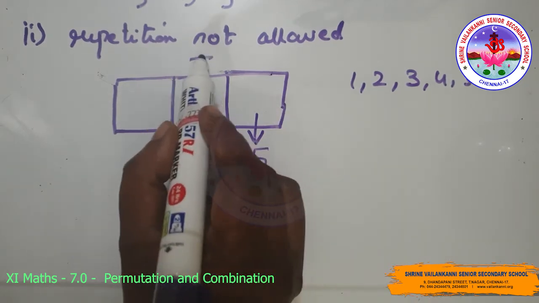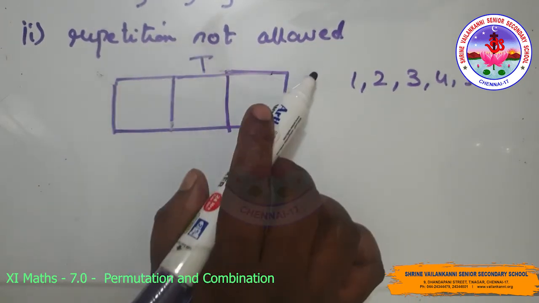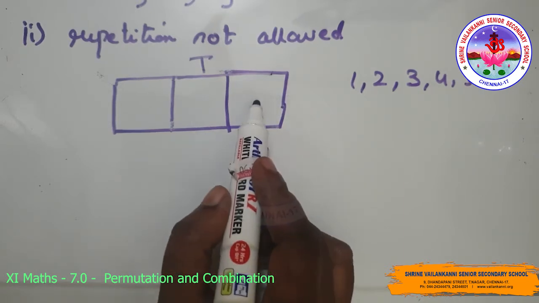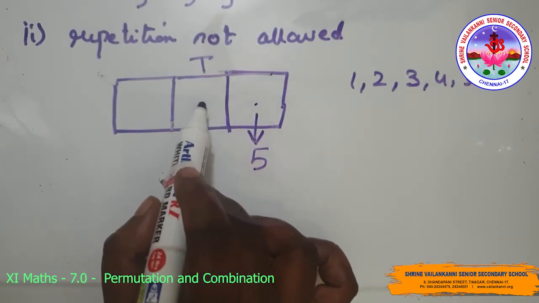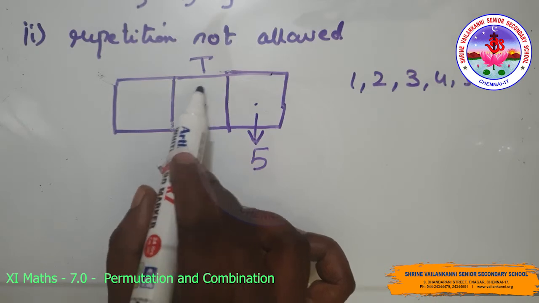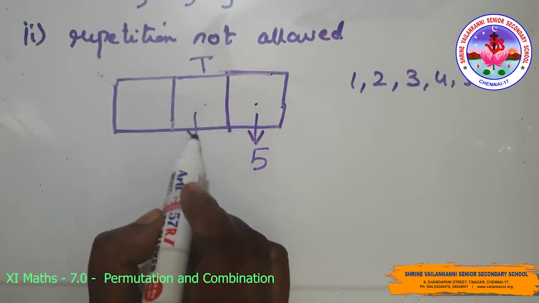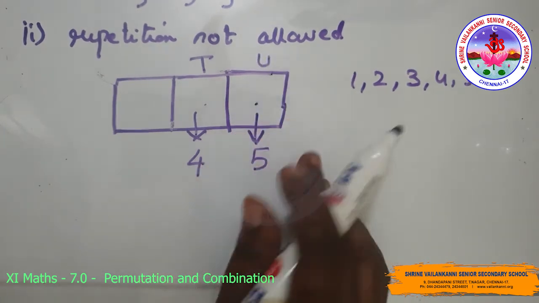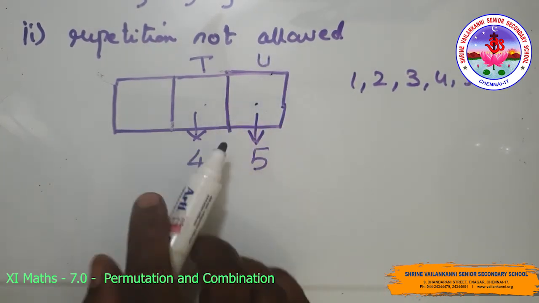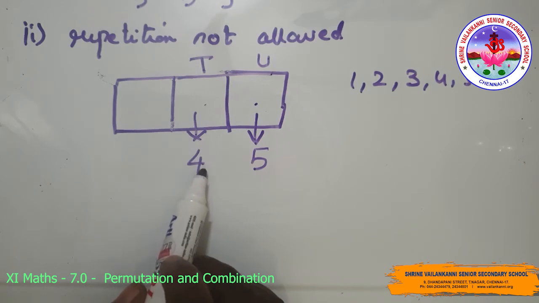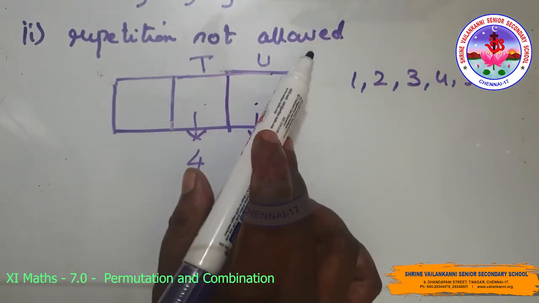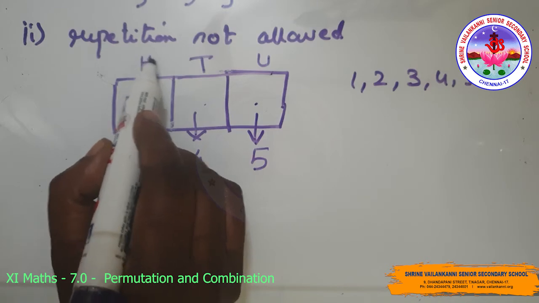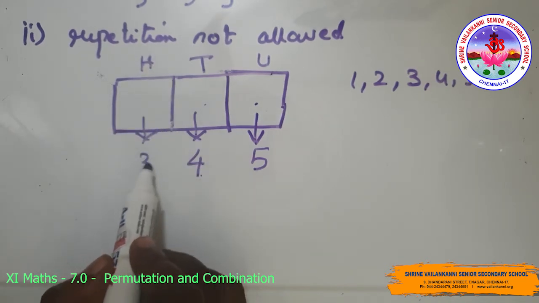And the tens place, here the repetition is not allowed. If the units place is filled by 1, here it will not repeat 1 again. So this place can be filled in 4 different ways. Once the units place is filled in 5 different ways, then the tens place can be filled in 4 ways. Here the repetition is not allowed. And the hundreds place can be filled in 3 ways.